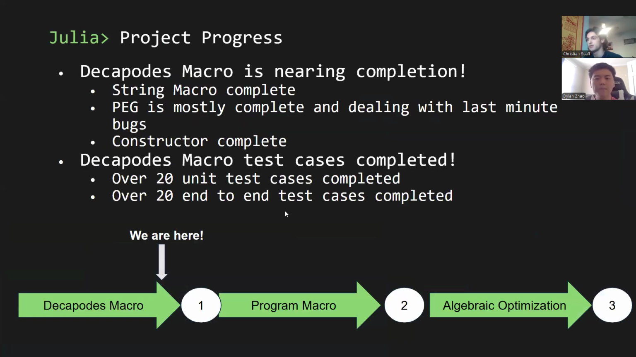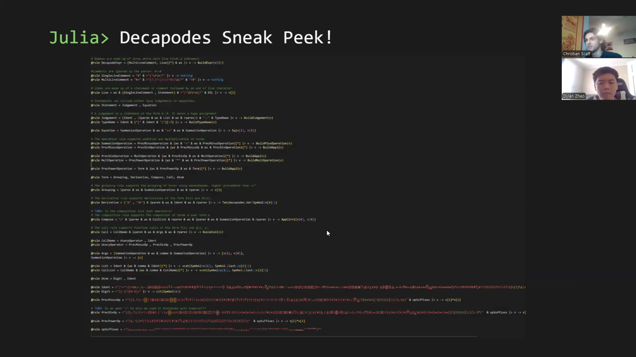So now let's go ahead and look at our project progress. We have pretty much three main sections: two macros, and then the last package that we want to create a new macro for. We are right here. The Decapodes macro is almost complete. We're running into some last-minute bugs that we need to figure out and fix. But we have a lot of different unit tests and end-to-end tests created. So we're just ironing those out and then hopefully starting our analysis of the program macro. This is a quick sneak peek.